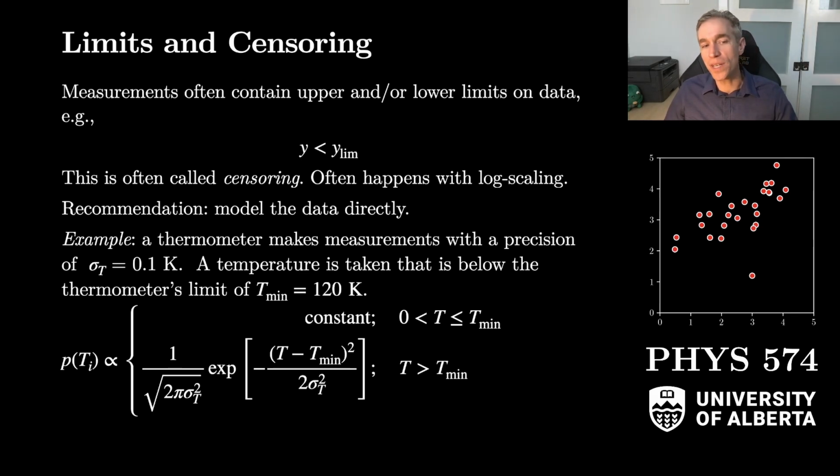119 or 120.05, you may still measure it as below the limit, so that Gaussian rollover takes over at that point there. So you can have this nice piecewise probability model so that if the fit expects this datum to be above 120 Kelvin, and it's not, that contributes to your goodness of fit. But if it's below, it actually provides no specific contribution.